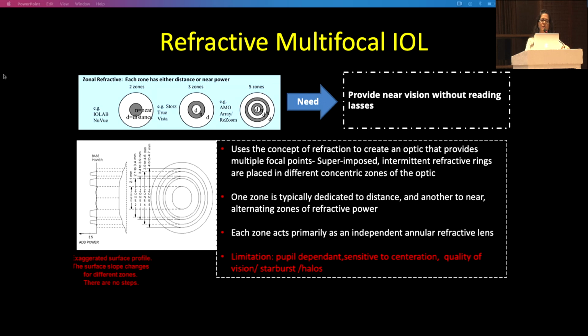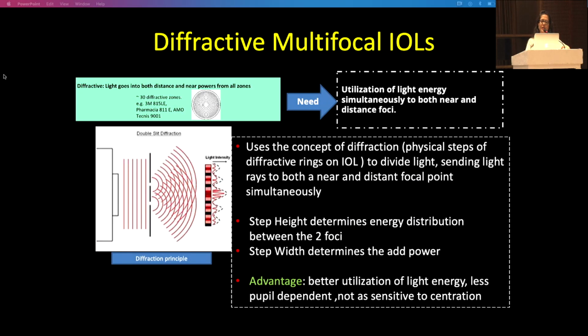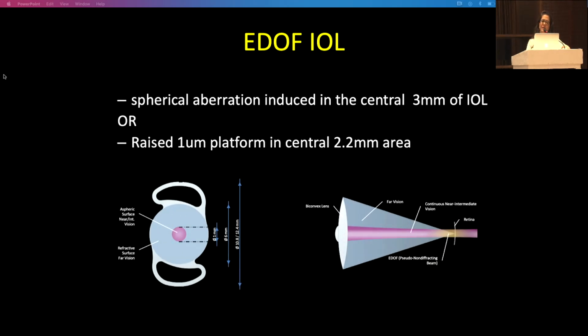refractive multifocals, where the limitation was that they were pupil dependent and sensitive to centration, and would cause a decrease in contrast sensitivity and halos and bursts. So we moved on from this stage to the diffractive multifocals, which are less pupil dependent, not so sensitive to centration, and the amount of halos and glare has also become much less with the finesse and technology which the lenses have adopted now.